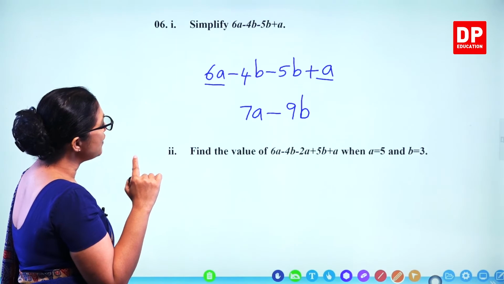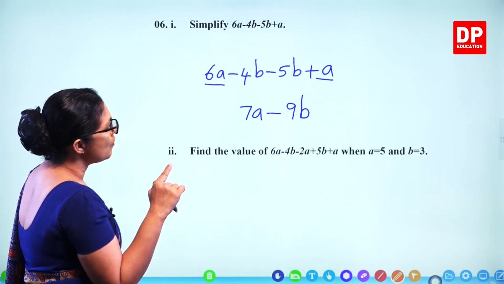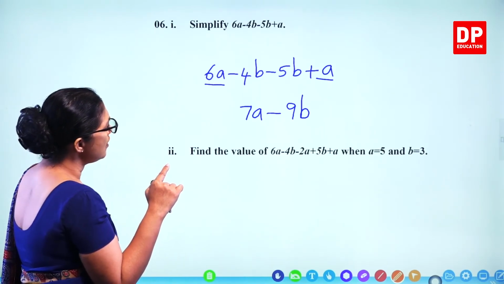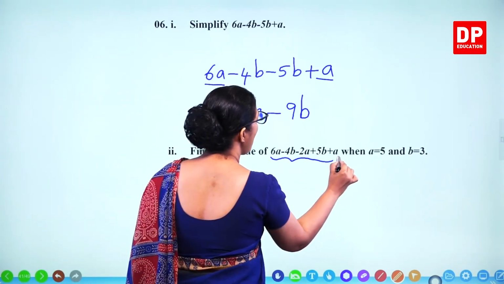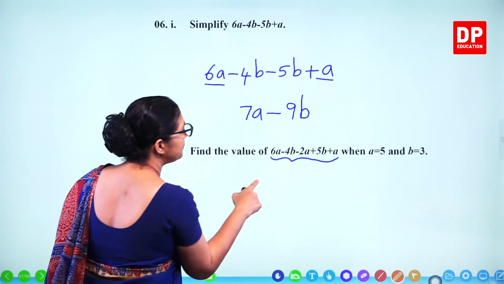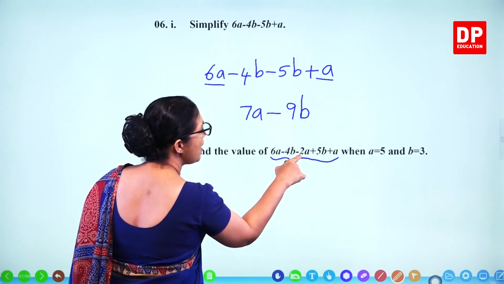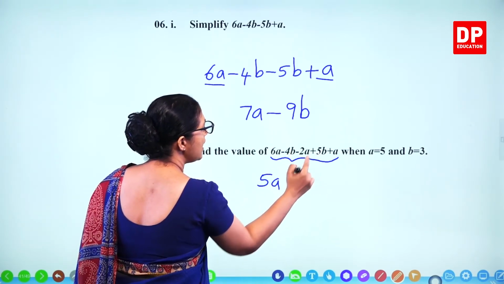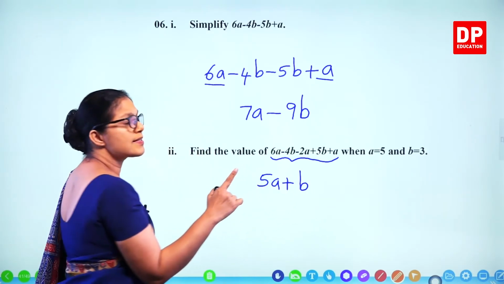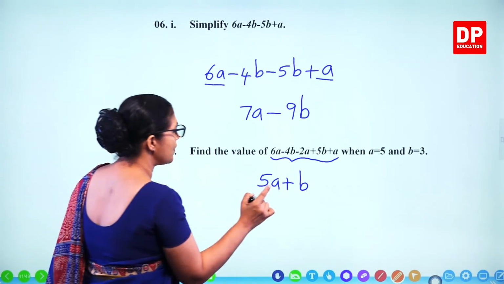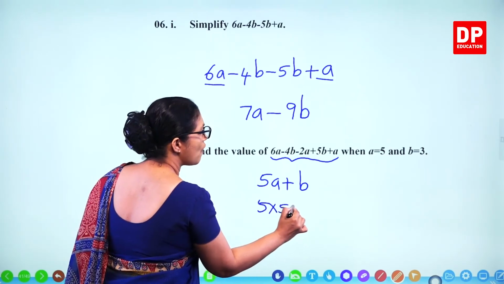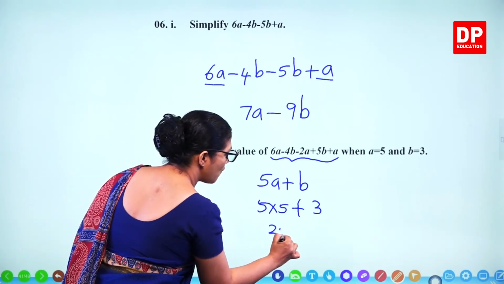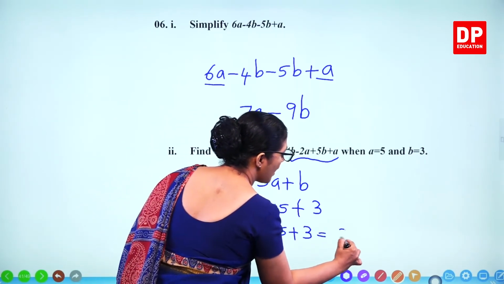Then the next one, find the value of this expression when a equals 5 and b equals 3. Is this the same expression? Not the same. So we can simplify first. 6a and a, 7a. 7a minus 2a, 5a. Minus 4b and plus 5b plus b. Now you can substitute. a equals 5, b equals 3. 5 times 5 plus 3. According to BODMAS, multiplication first, 25 plus 3, you get 28.